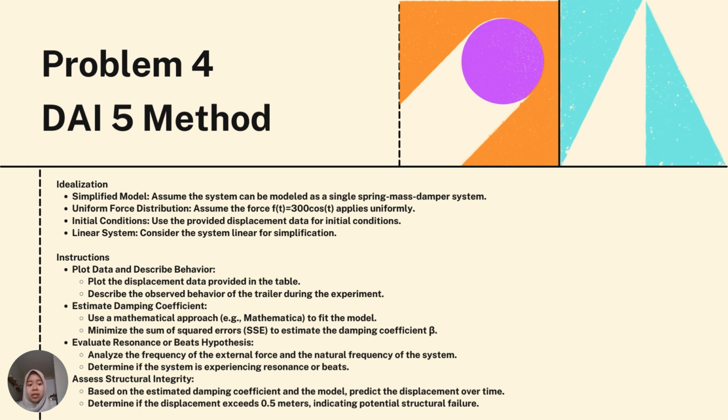And the idealization is the same as the others, and the instruction is that we plot the data and describe behavior, and then estimate the damping coefficient, using a mathematical approach like MATLAB or Python. Then we minimize the sum of square error, or SSE, to estimate the damping coefficient beta, and we evaluate the resonant orbit hypothesis, like analyzing the frequency of the external force and the natural frequency of the system, and assess structural integrity, like determining if the displacement exceeds 0.5 meters, indicating potential structural failure.